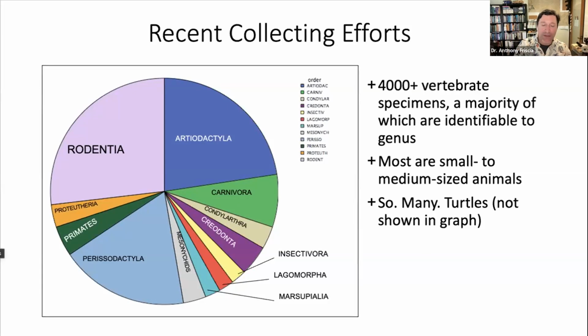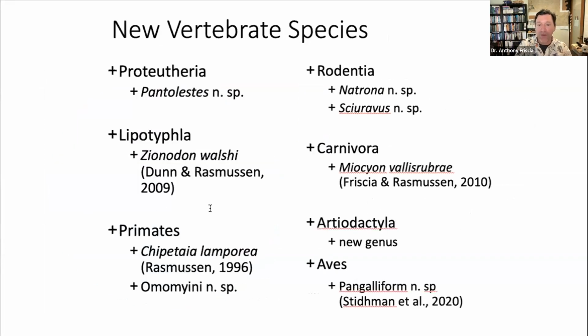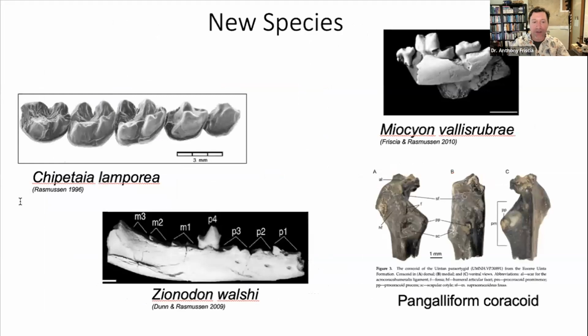Since we've been collecting there, we have found some new species that we've named, various sorts of things. So these are various insectivorous animals. We found a new primate species, some new rodents, a new carnivoran, even a new bird species. I actually have some pictures here. These are the teeth of the new primate. This is one of the insectivorous animals. This is the new carnivorous animal, and this is the bone of one of the new bird species that we have.